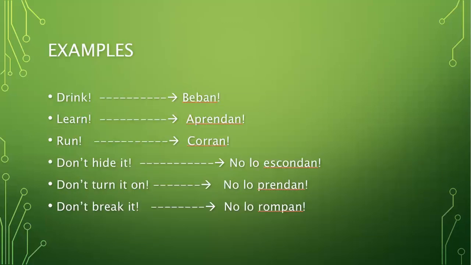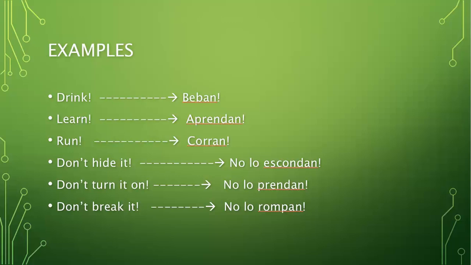Okay, here are some examples. Drink comes from beber, that would be beban. Learn, which comes from aprender, would be aprendan. Run, which comes from correr, would become corran. Okay?